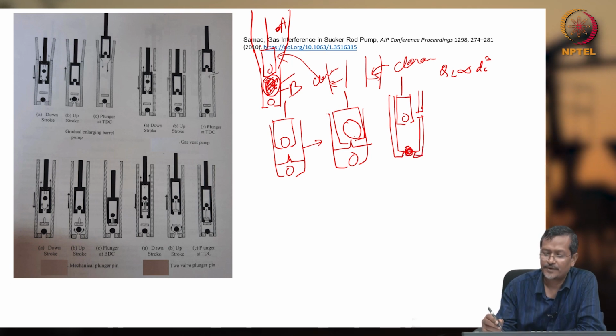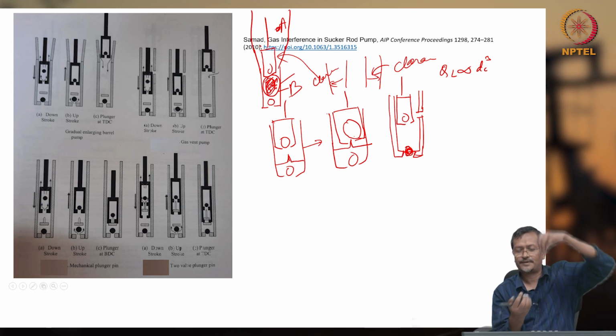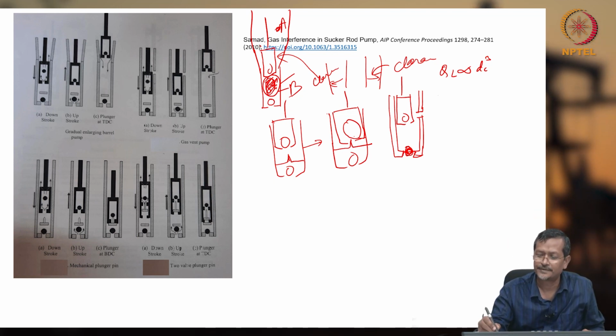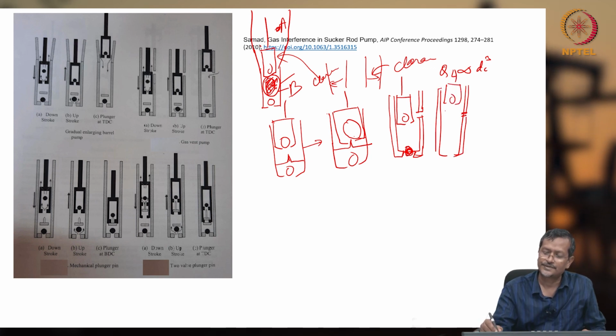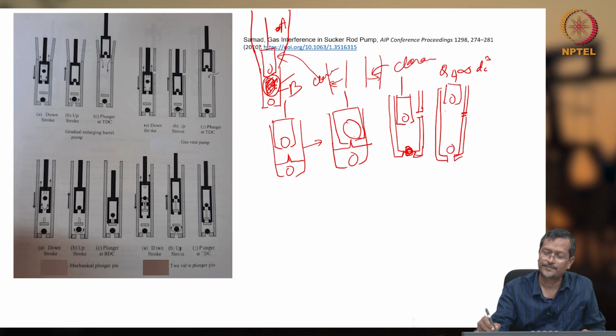Okay, there is one gap. When the piston or plunger is moving up, so when it will be crossing this gap... sorry, there is a gap. Okay, there is a gap and there is a piston.